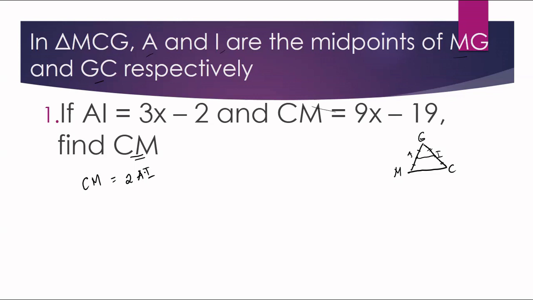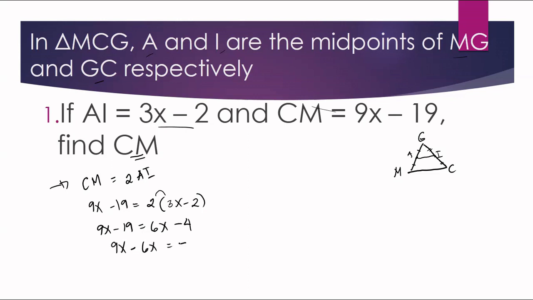So, we have here the equation. CM is equal to twice the measure of AI. Then you are just going to substitute the values. CM is 9x minus 19 equals twice the measure of AI, which is 3x minus 2. Then to simplify, we have 9x minus 19 equals, using distributive property, 6x minus 4. Then let us use the addition property of equality. So we will be having here 9x minus 6x equals negative 4 plus 19.